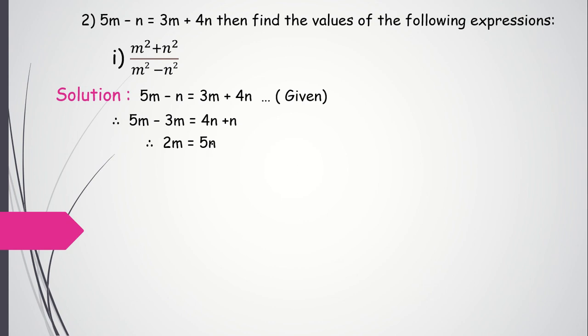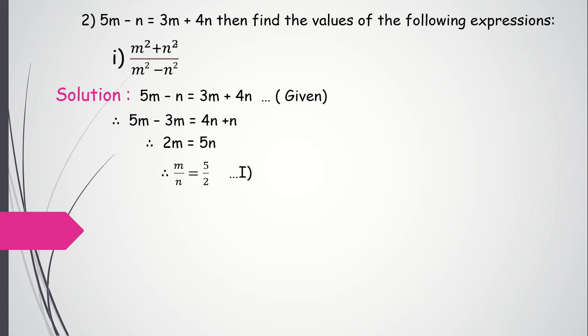Now I will bring this n, which is multiplied here, it will come down and become division. So that will become m upon n. This 2 will go that side and it will become division. It's 5 upon 2. So I will get m upon n is equal to 5 upon 2. This is the ratio I got. Now this ratio I will be using everywhere in order to find out the other ratios.